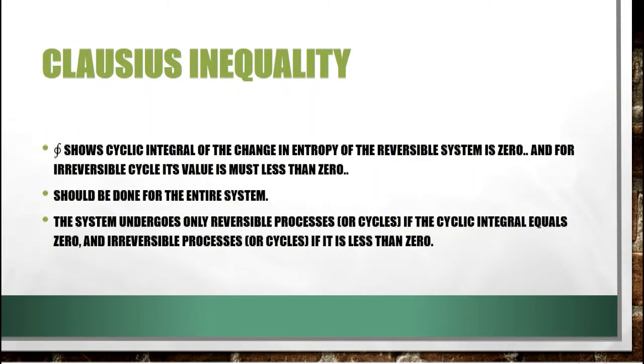The cyclic integral of the change in entropy is zero for a reversible system, and for an irreversible cycle its value is less than zero. A system that undergoes only reversible processes or cycles has a cyclic integral equal to zero, and an irreversible process or cycle is less than zero. That means if the system is reversible, it equals zero, and if it is irreversible, it must be less than zero.